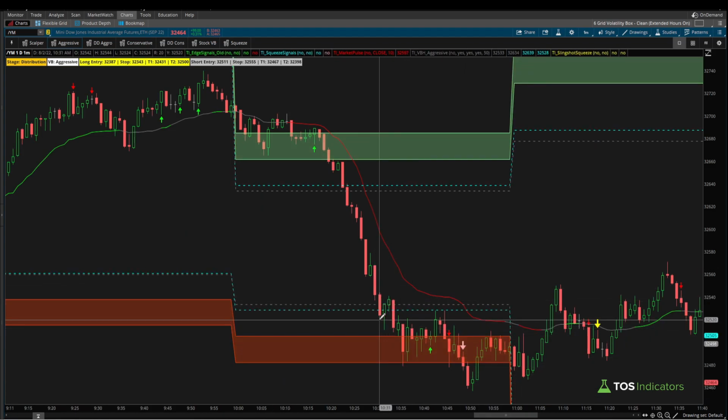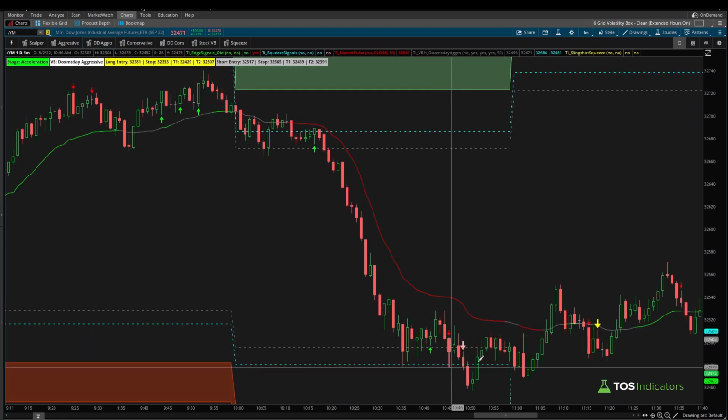We had a breach towards that 10 to 11 a.m. hour. Price went outside of the clouds before we saw the green arrow, which then took us from the aggressive to the doomsday aggressive volatility box models. We had the breach, we had the edge signal confirmation, and we had a retest of the cyan line.